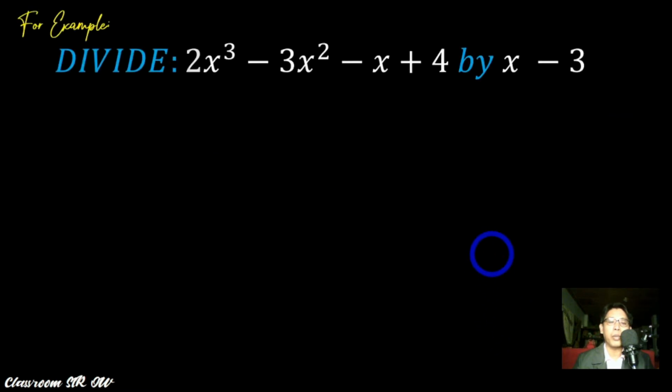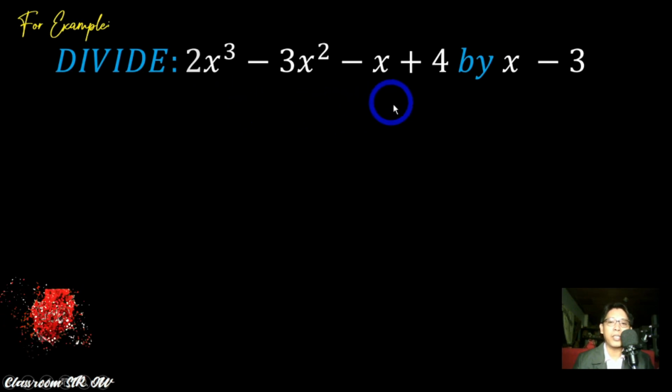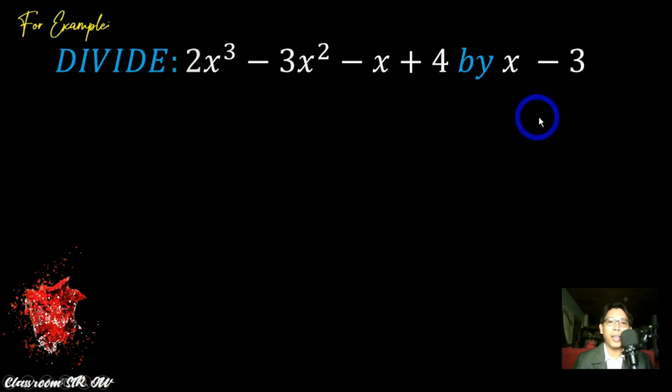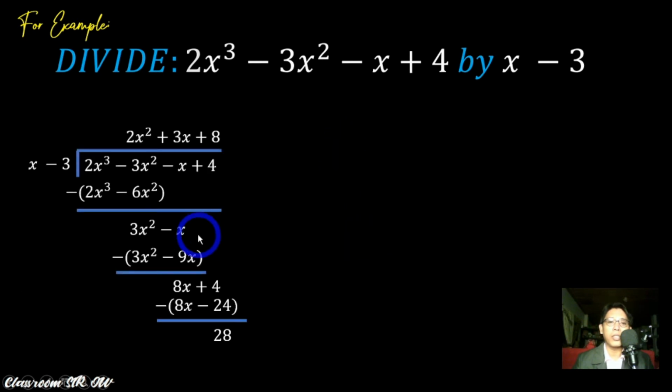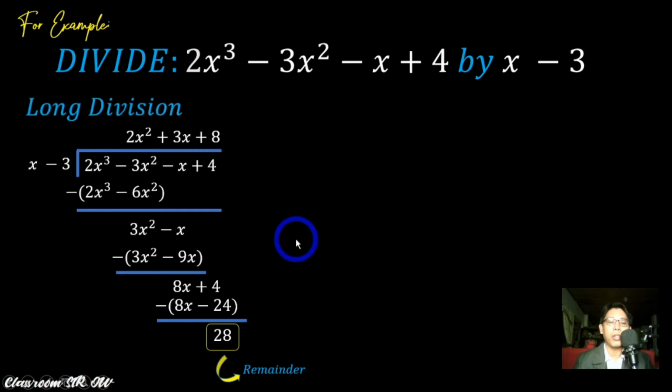For example, we are asked to divide 2x cubed minus 3x squared minus x plus 4 by x minus 3. In dividing this kind of polynomial, if we use the long division, this is what it looks like when we are using the long division method. The last part is, of course, our remainder. And once again, this is what we call the long division method.